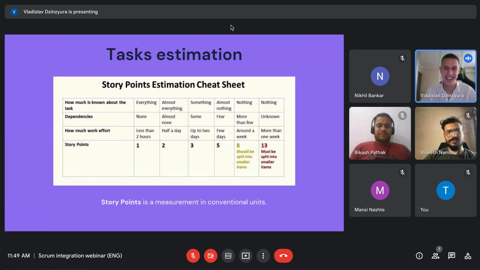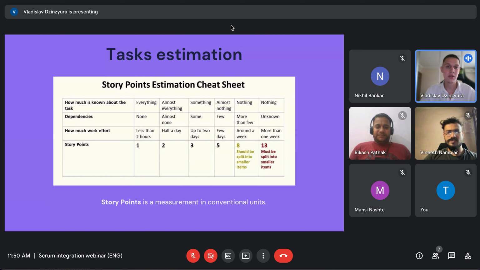And you will tell me, so we can't perfectly translate this into specific days or hours. I will answer, this table is made just for the start, so that any member of the team will understand what, for example, three story points means. Okay, here we check that I know something about the task, I have some dependencies, and for example, it will take up to 2 days. And after that, he will say, okay, it will take about three story points.